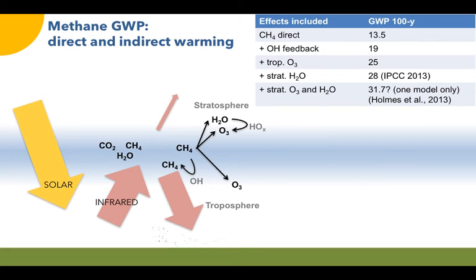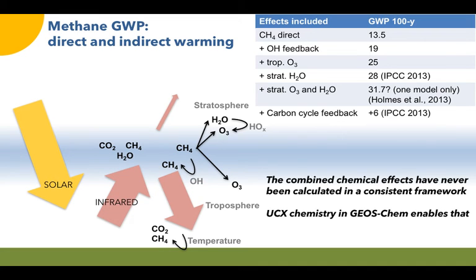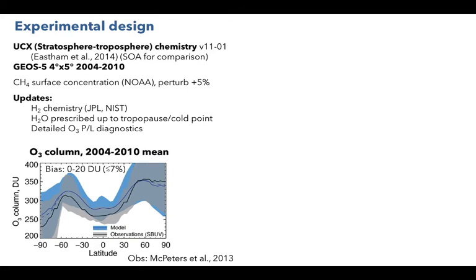But I want to add one further thing. If we include carbon cycle feedbacks, that adds 6. Regardless of whether you start at 28 or 32, you add 6 more for carbon cycle feedbacks. But the UCX chemistry in GEOS-Chem gives us the ability to answer this question in a second model using a consistent framework. So I'm using the UCX chemical mechanism in version 11. It has a surface methane concentration, which I run in a base control simulation, and I also perturb it 5%.